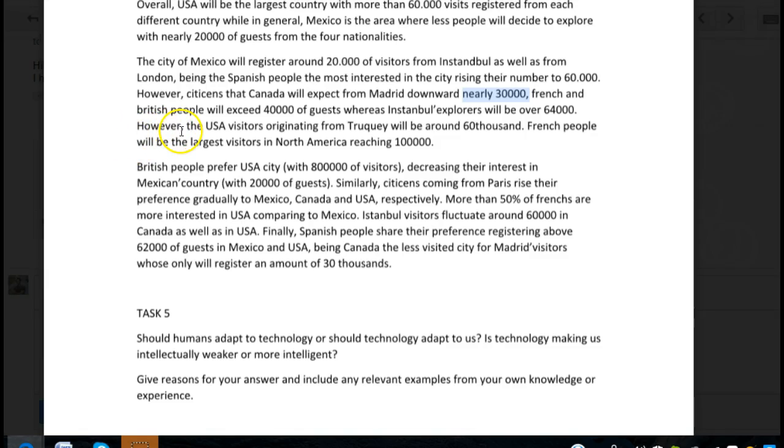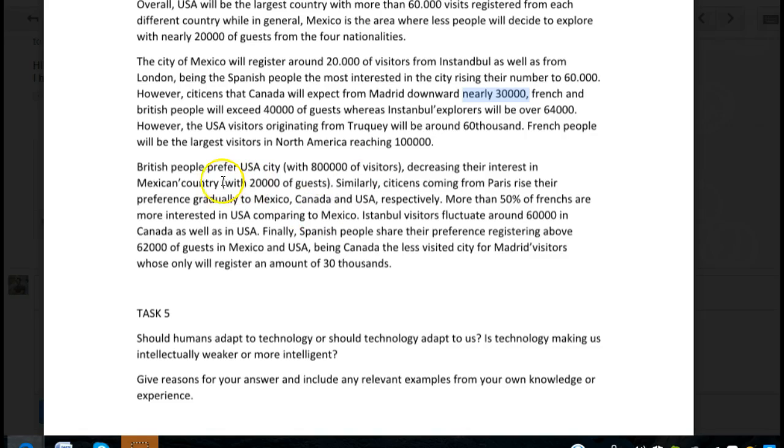However, the USA visitors originating from Turkey, and it's spelled wrong, will be around 60,000. Let's try it again, correcting it. However, USA visitors visiting the city of Istanbul will be around 60,000. French people will be the largest visitors in North America, reaching 100,000. Again, it's inaccurate, so I'm just going to advise you to rewrite the sentence so that it accurately mirrors what is being described in the chart.